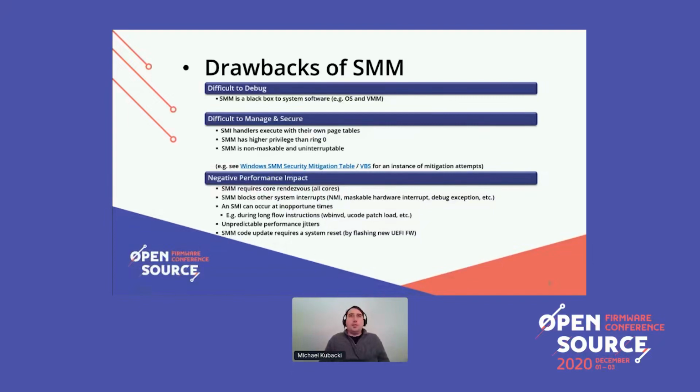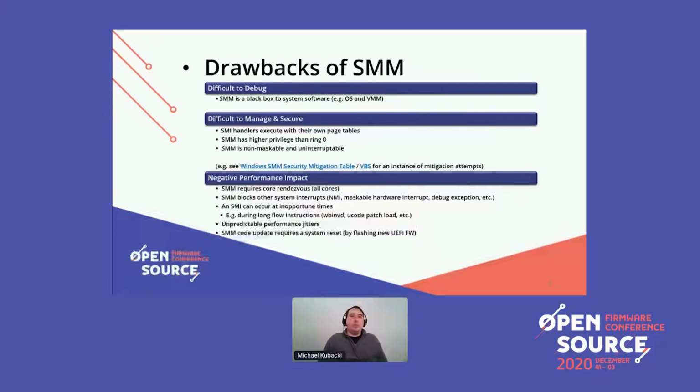It's difficult to manage and secure. SMI handlers do run with their own page tables, and they have a higher privilege than ring 0, sometimes called ring -2. It's non-maskable and uninterruptible. And so what this means is you don't really have a lot of control of SMM on your system. It's going to happen when it needs to happen.